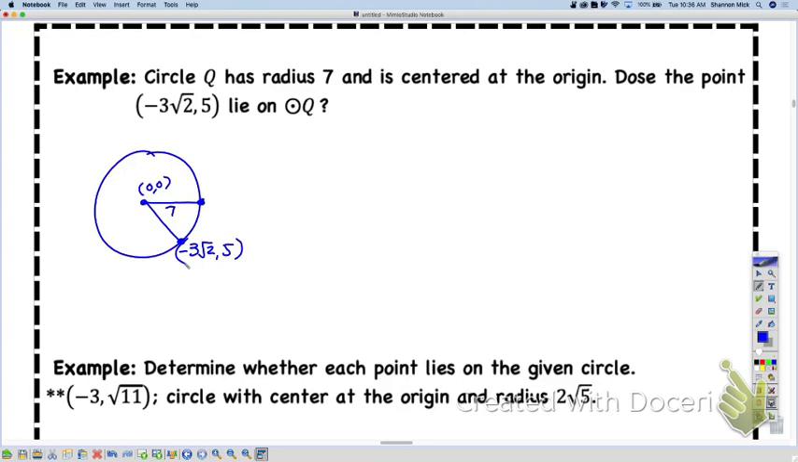Because what is r? 7. What are h and k? What part of the circle is h and k? Oh, 0, 0. It's the center, right? h and k is my center.